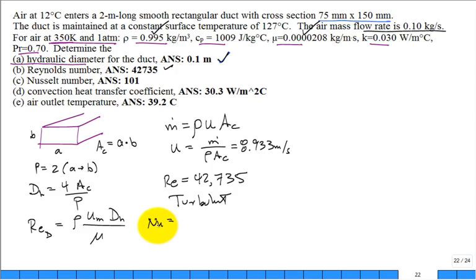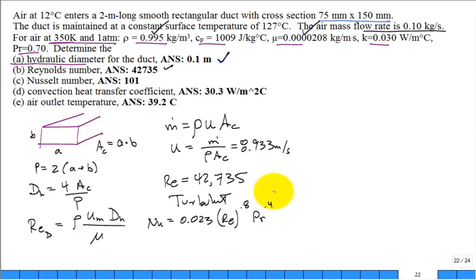You could use Dittus-Boelter. You could use Sieder-Tate. You could use another one with the friction factor if you wanted. What's the easiest? If you use them a couple times, you'll see the Dittus-Boelter is easy. So it's 0.023 Reynolds to the 0.8. Prandtl, because it's being heated, it's to the 0.4. If it was being cooled, it'd be Prandtl to the 0.3. A lot of times I'll just forget the 0.4, 0.3, and I'll put it Prandtl to the 1/3, 0.333.